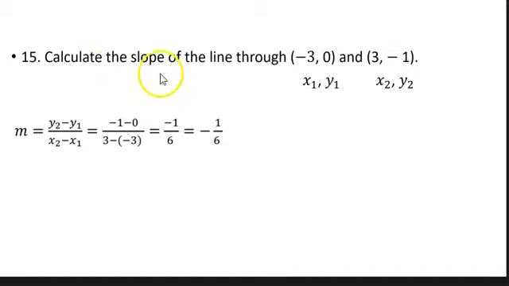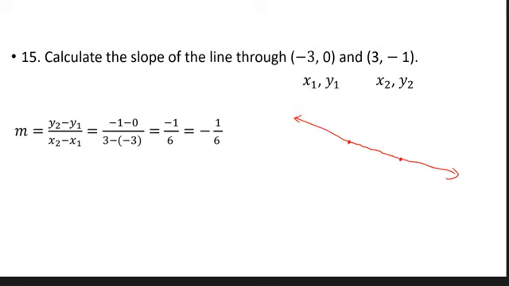So this problem is asking us to calculate the slope of a line through 2 points. And we know that if we have 2 points, we are going to be able to join these 2 points and extend in both directions to get a straight line. So this straight line apparently is going down. So the slope is to find the steepness of this line.